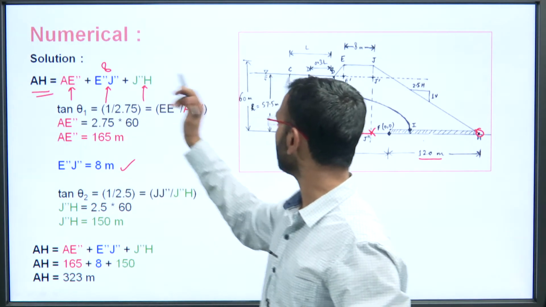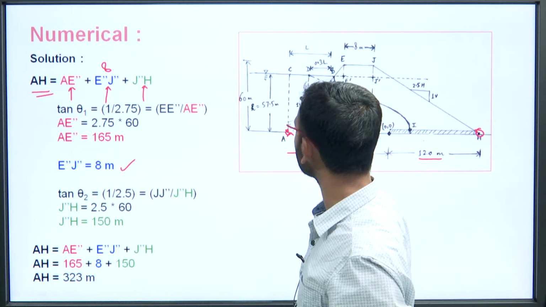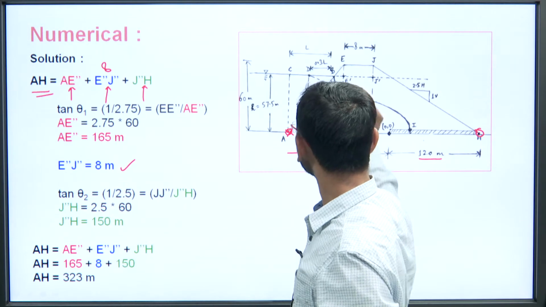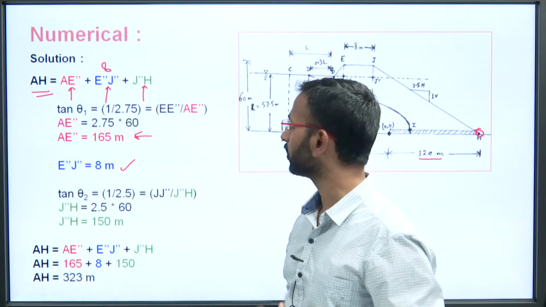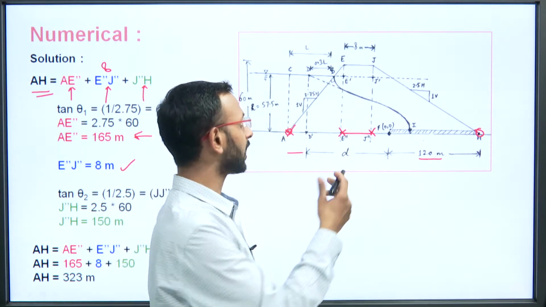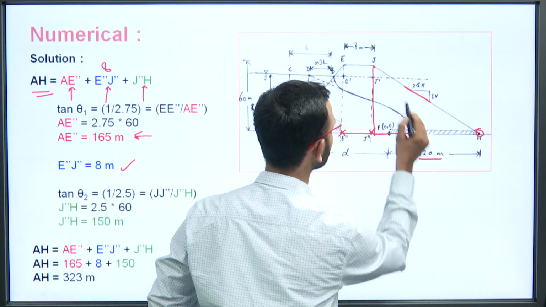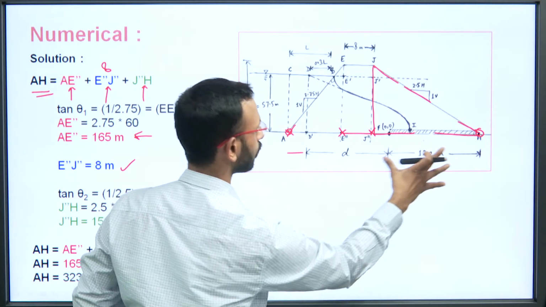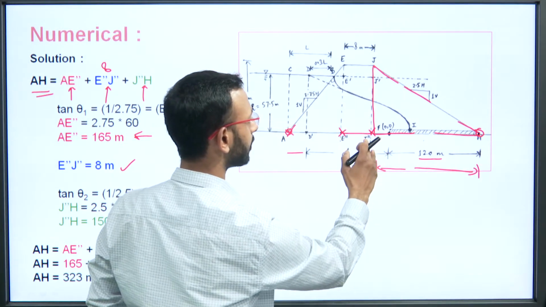Now, for the first term, AE double dash. You can see that this is the slope, 2.75 horizontal to 1 vertical. So, you can simply apply the triangle tan theta formula in this figure and simplify, and the value of AE double dash comes out to be 165 meters. Now, for J double dash H, it is on the downstream side. When you are talking about the downstream side, there is this slope, and this is the triangle that you will be considering. So, what is this length that you want to know out? That is the J double dash H.